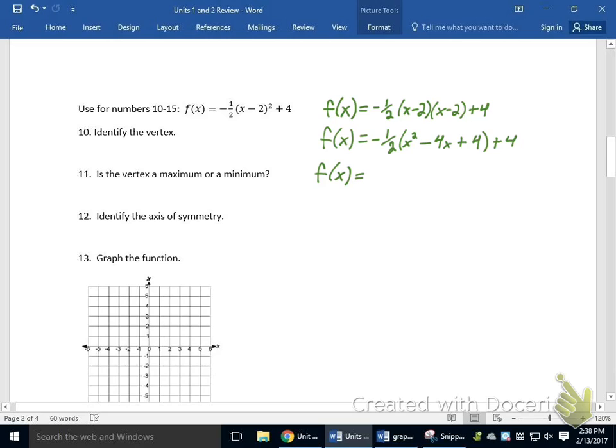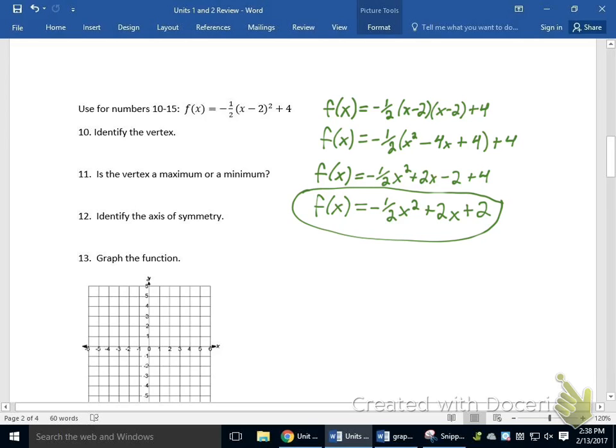Now I'll use the distributive property, so -1/2x² + 2x - 2 after I distribute the negative half to everything, and I still have to add the 4 to the negative 2, so I get -1/2x² + 2x + 2 as my answer for number 15. This is in standard form now. And that kind of confirms what's on the graph. The graph had a y-intercept of (0, 2), as this mentions right here. I still have the same a value. All right, time to move on.